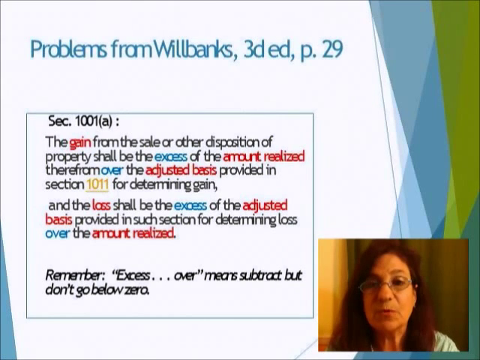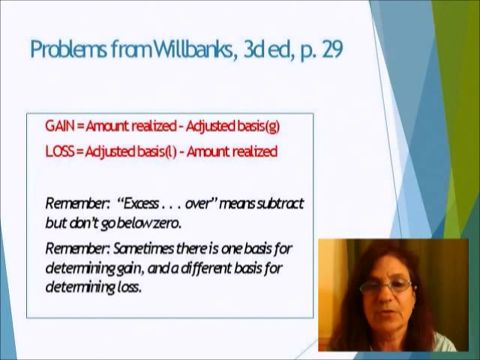And section 1001(a) says the gain is the excess of amount realized over adjusted basis for gain, and loss is the excess of adjusted basis for determining loss over amount realized. So we have two formulas, and in some cases we'll have two different bases. Okay, here are the two formulas. I've changed them a little bit to show that we're talking about the adjusted basis for determining gain or for loss, because sometimes we have two different basis numbers for one asset.